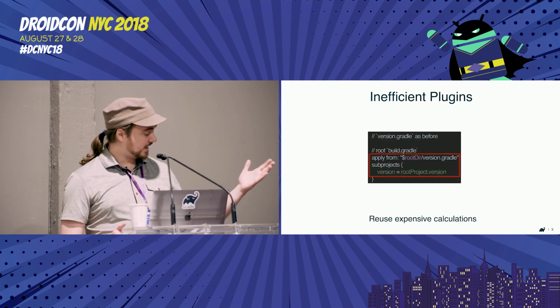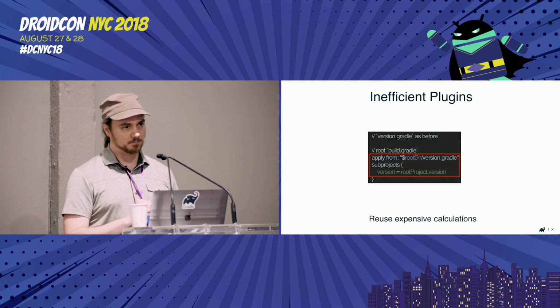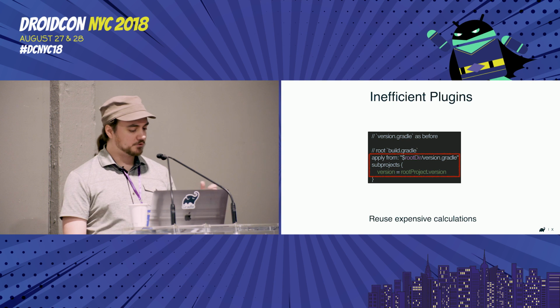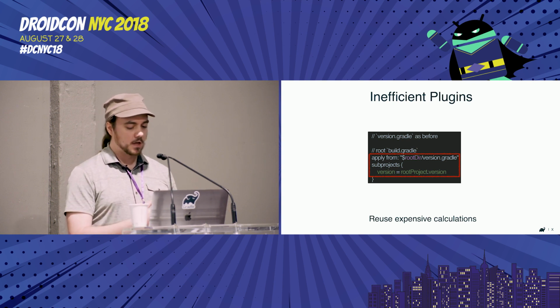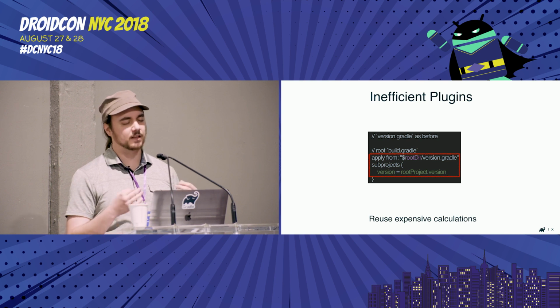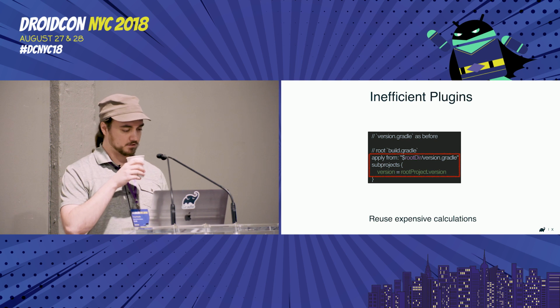So here what we've done instead is we apply the plugin only to the root project, and then we push the value into the sub-projects. So we only have to do that one time. And in the future, we plan to have an improved way of doing this. We're going to model it as a build property that can be computed lazily. But for now, this is safe and it's the way to do it.